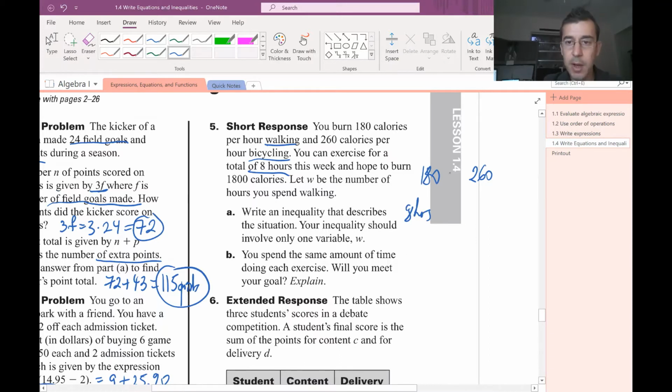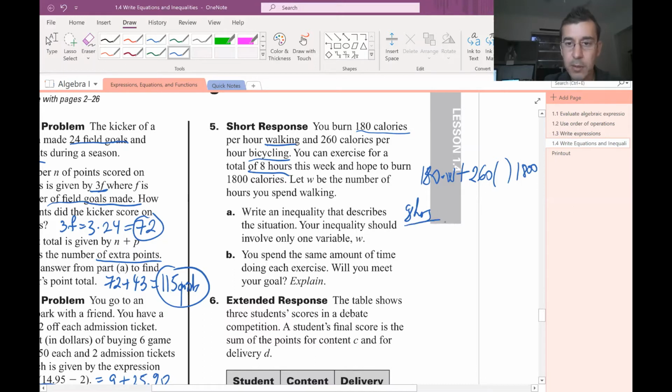So somehow we have to add or multiply these, and we have to get 1,800 calories. Let W be the number of hours you spend walking. So walking is the 180 calories. So 180 calories times the hours walking, so times W, plus 260. How many hours are we bicycling?